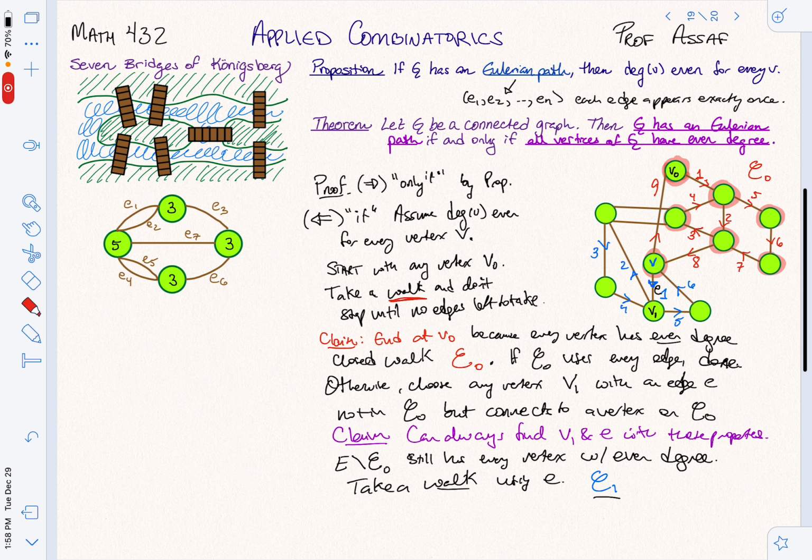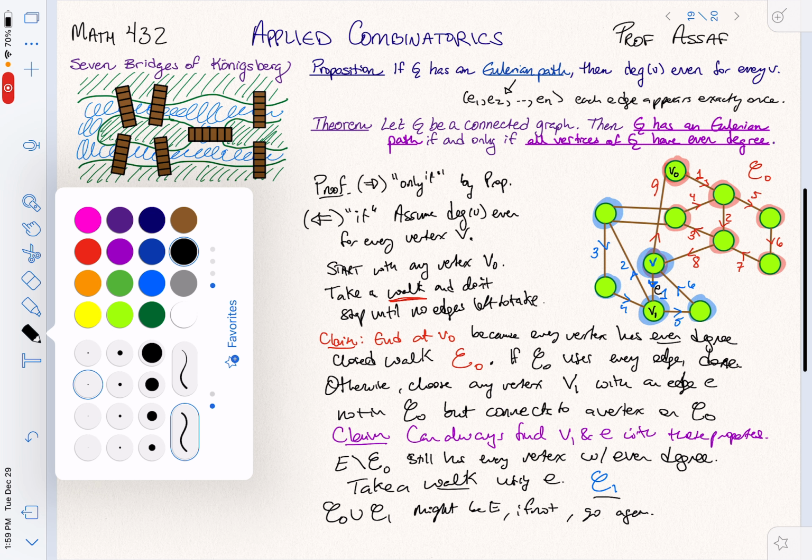Now what does C1 use? Well, let's change our highlighter color to blue. C1 has used this vertex, and this vertex, and this vertex, and this vertex, and this vertex. Okay, and now have I covered everything? So C naught union C1 covers more. So it might be everything. If not, go again. So you can see I'm really building out an inductive proof.